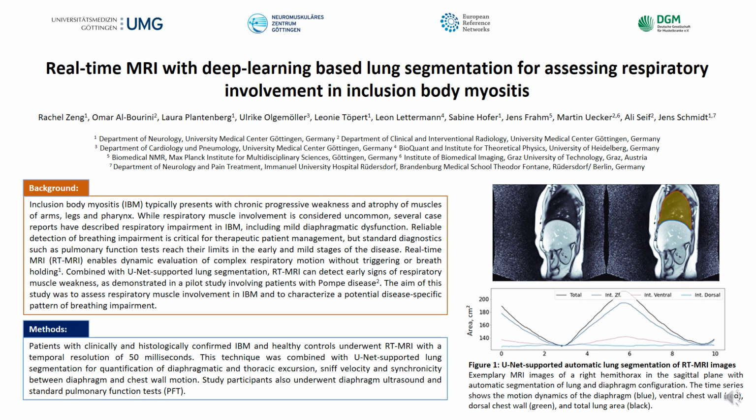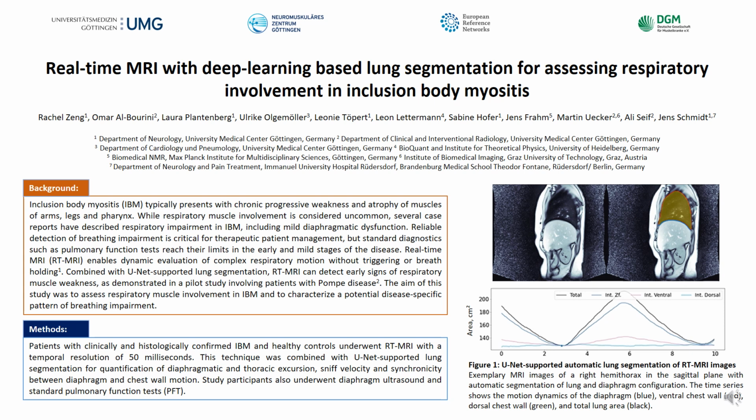So inclusion body myositis is typically associated with chronic progressive weakness and atrophy of muscles of arms, legs, and pharynx, while respiratory muscle involvement is considered uncommon. But there are several case reports that have described respiratory impairment in IBM, including mild diaphragmatic dysfunction.